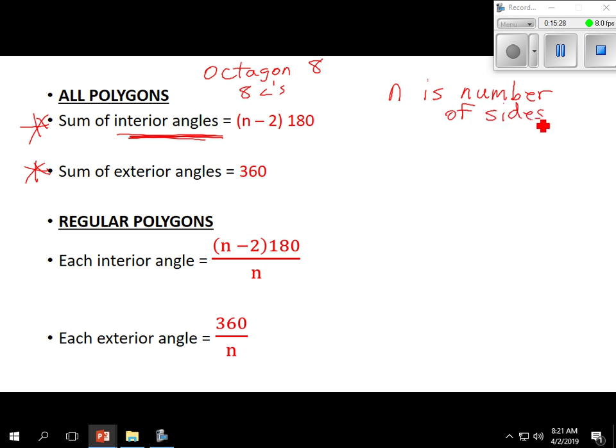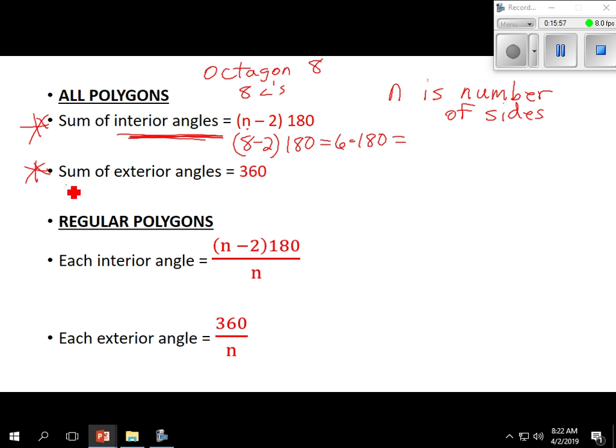So if we wanted to find the sum of all the interior angles, that means all 8 angles added up, we just plug in whatever the number of sides there is. So if it was 8, we'd plug in 8 there, and we do 8 minus 2. Well, 8 minus 2 is 6, and then you just take 6 times 180, whatever that is on your calculator. That's going to be the sum of all of the interior angles, all the angles inside the shape.